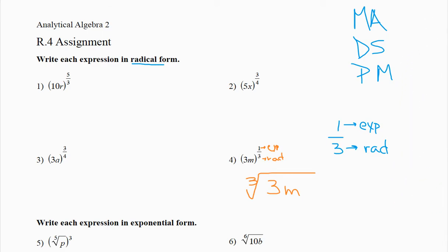Okay, let's try some of the others. So again, the 5 becomes the exponent, and the 3 becomes the radical. Because they're parentheses, everything is going to go inside. So I think it's easiest to write my big radical, and everything gets raised to the 5th power.